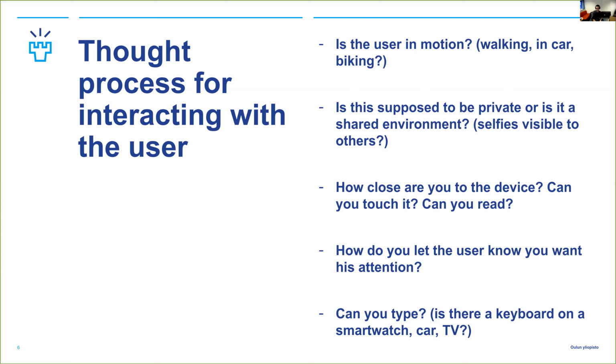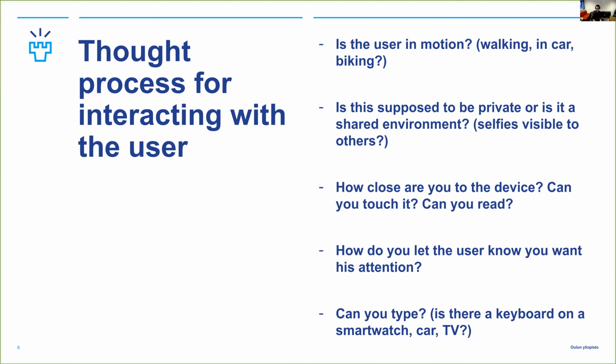The other thing that you can also consider is how close you are going to be to the device. Can you touch it? Can you read what's on the display? And then, how do you let the user know that you want his attention? When something is happening and you require the user's attention and input, how do you let them know? Traditionally, smartphone applications use notifications for this, but you could think about vibration, turning on the screen, or playing a sound to get the user's attention. A notification, in a sense, is playing a sound, but you also have the visual cue that you have something waiting.